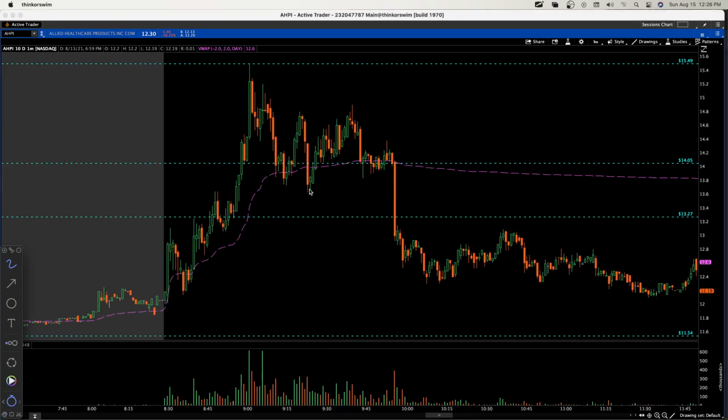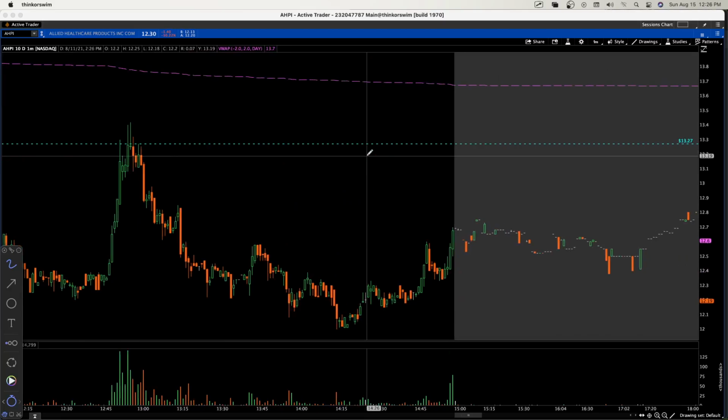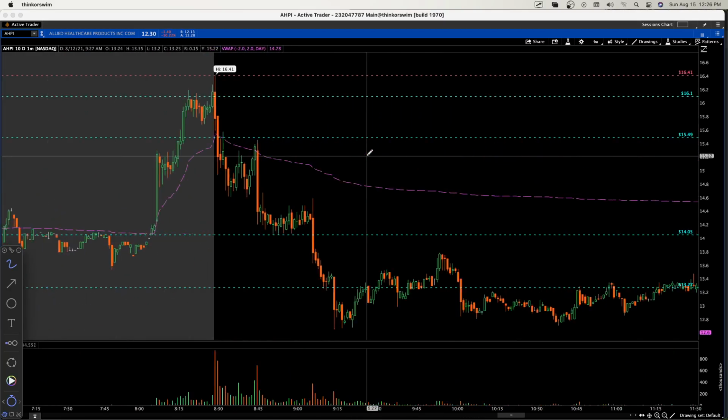So we had this move up, right? Broke through VWAP. We moved up here. We hit a high there, and then we came back down and bounced off of VWAP. Actually, that's a bad example because that did not work out. Let's find another one where it worked out.